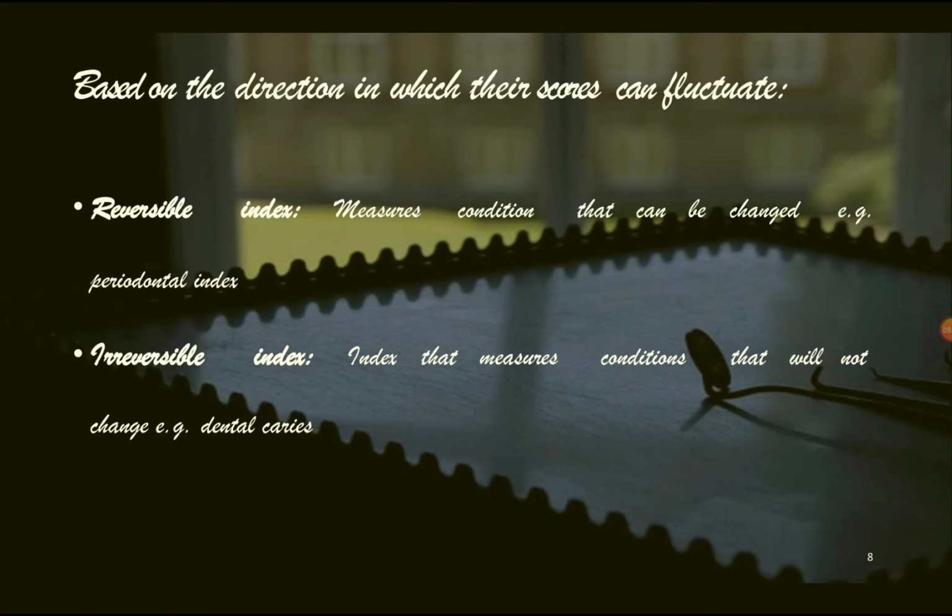Whereas in the dental caries index, that is the DMFT index, once the cavity is established, we cannot get back the normal tooth structure as such. The only thing we can do is a treatment. So that comes under the irreversible index. So an example of an irreversible index is the DMFT index, and an example of a reversible index is the OHI-S index. Okay.